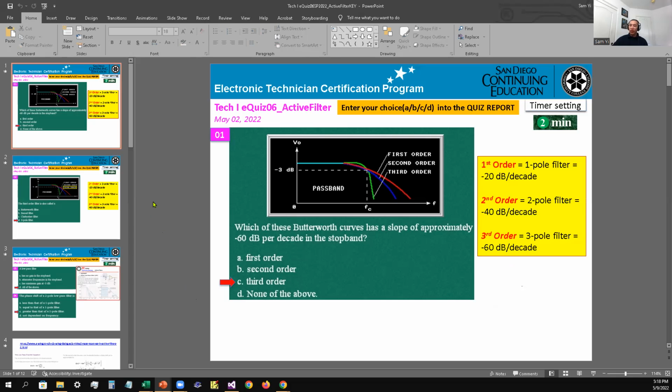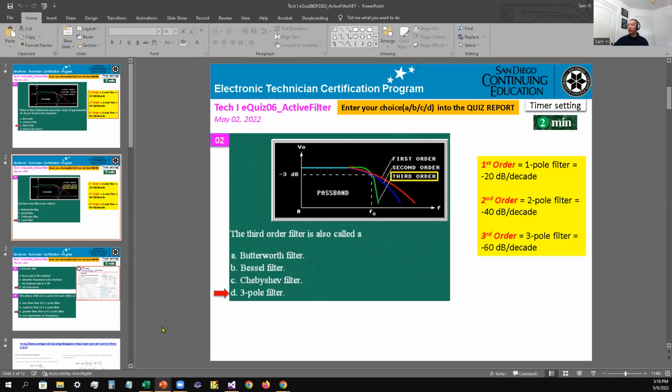Any question on number 1? Okay, no question. Next set. The third order filter is also called a... So the answer is D, D as in David, 3-pole filter. The third order is the same thing as a 3-pole filter. So the answer is D as in David for number 2. Any question on number 2?